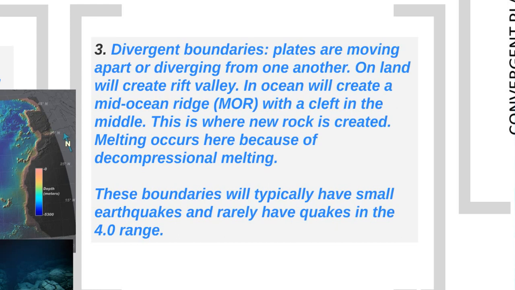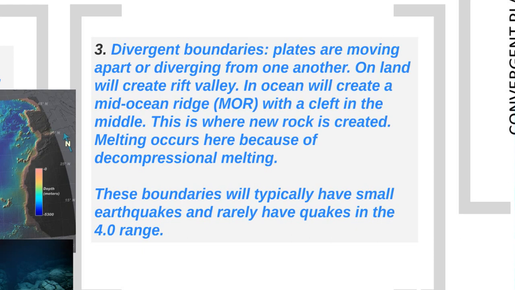Remember, this is from seafloor spreading. This is what this is called. Melting occurs here because of decompressional melting. Instead of subduction, we've got decompressional melting. So these boundaries will typically have small earthquakes. Rarely they'll have a 4.0 earthquake. That would be a big earthquake for these types of boundaries.